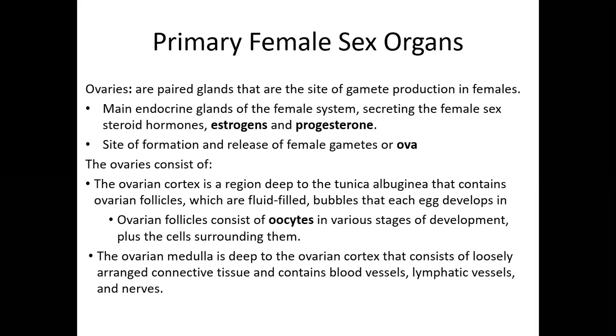Now, there's several different types of oocytes because there's several different stages of development, and the follicles have distinctive numbers of cells that surround each of those developing egg cells. We'll get into all that process and all that stuff next time. Deep to that is the ovarian medulla, which really physiologically I'm not going to get into much because there's not really a whole lot to talk about.